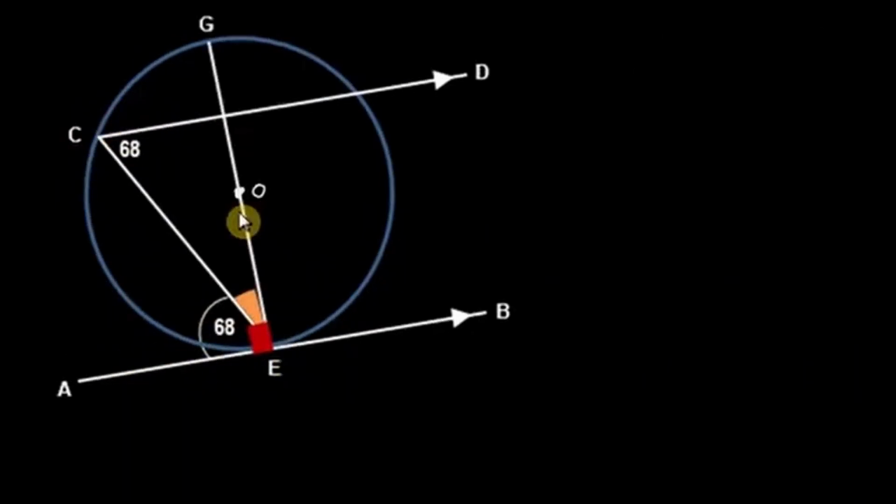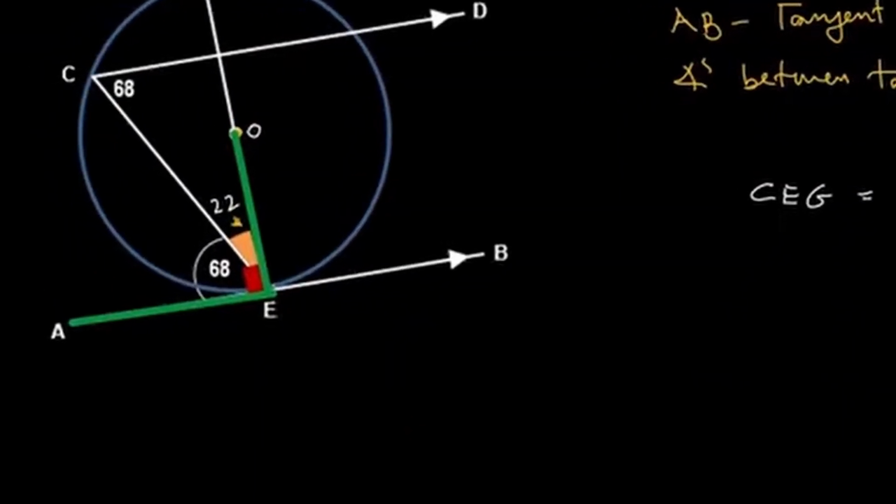Second part of the question, we are asked to find CEG. So this is this angle here. What I wanted to make a note of immediately is that O to E is the radius of that circle and AB is a tangent. So AB is a tangent, and the angle between a tangent and a radius is 90 degrees.